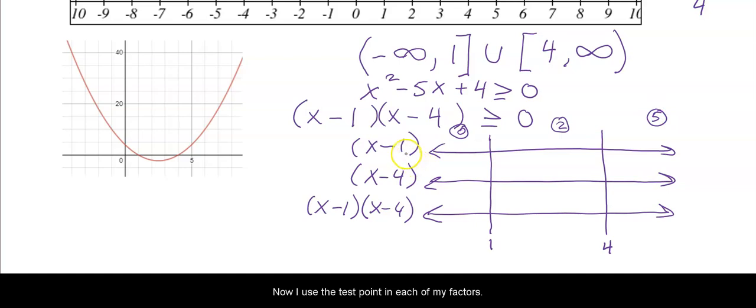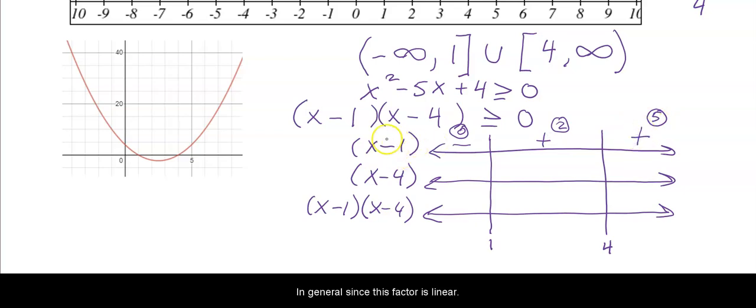Now I use the test point in each of my factors. If I put in 0 for x, I would get a negative. I'm not trying to determine what the actual value is. I just need positive or negative. If I plug 2 into this, I get 2 minus 1, which is positive 1. Again, I just need the sign. If I plug in 5, I also get a positive.